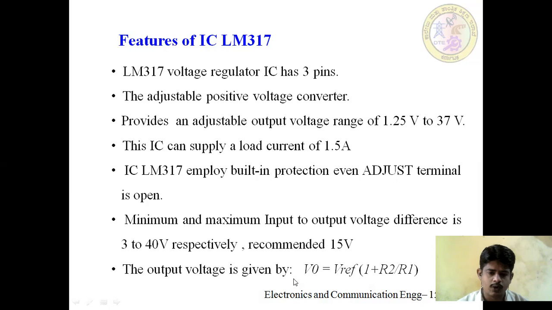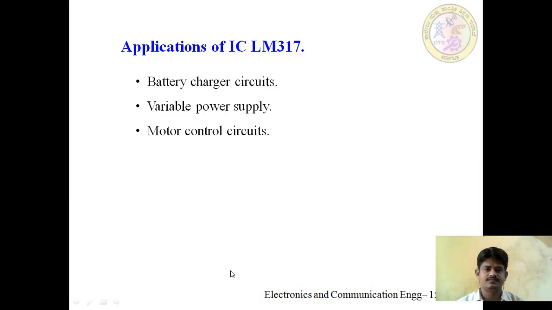Then the output voltage is given by V naught equals V reference into the bracket 1 plus R2 by R1. So the output depends on V reference and these two resistor values. Here V reference is fixed and R1 is also fixed, only R2 is adjustable. So R2 directly influences the output voltage. Because V reference and R1 are fixed, however you change the R2 value will change your output voltage. So this is the output voltage of the IC LM317.